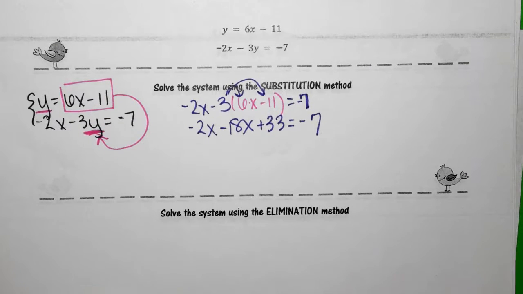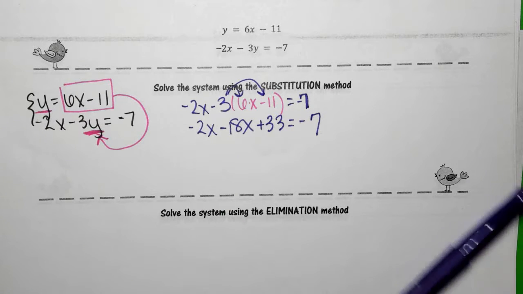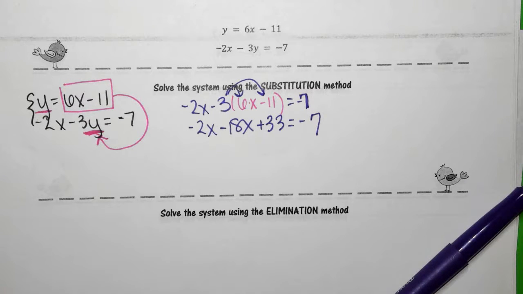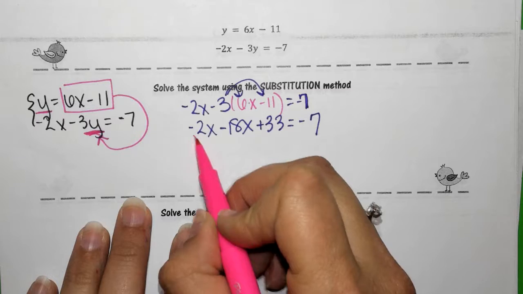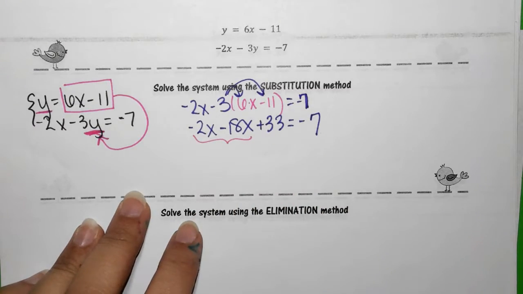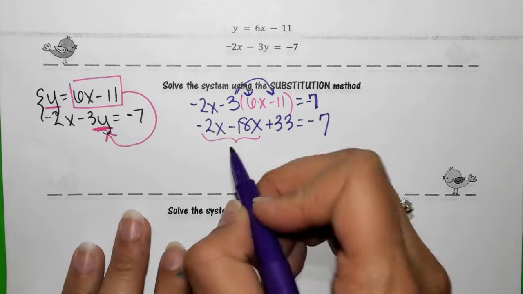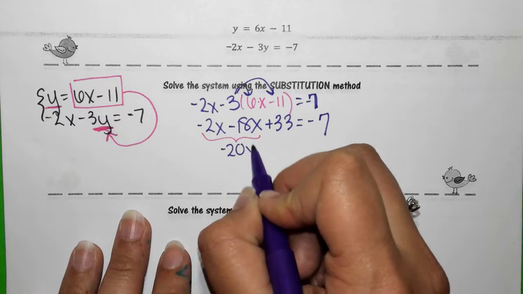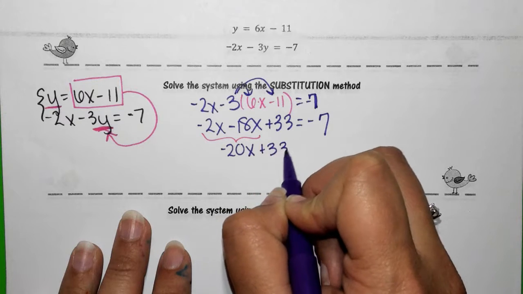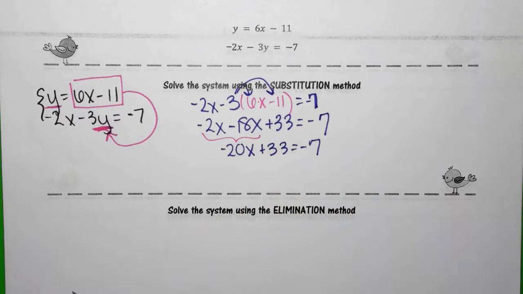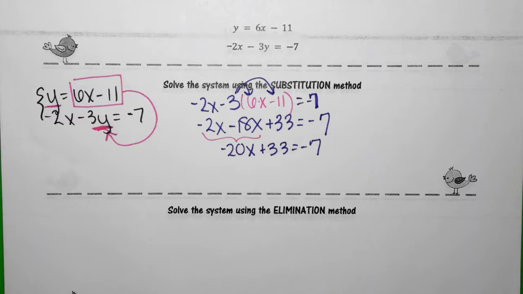I'm sorry. Alright, now, what do we do from here? Nope. Combine like terms. Alright, so we have negative 2 minus 18. What does that give us? Negative 2. Now, what do we do? Subtract what?